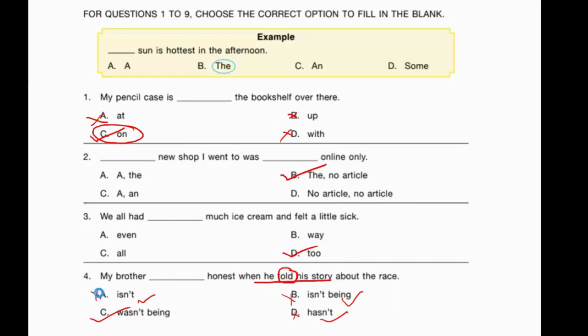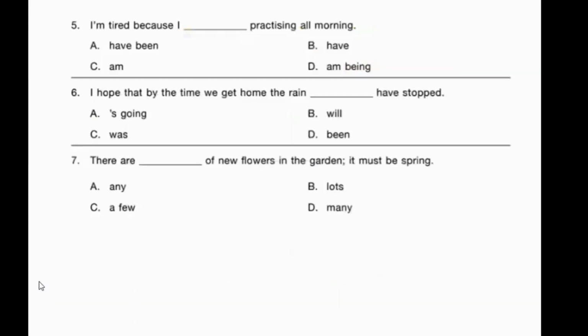Next. I'm tired because I dash practicing all morning. So again, this is something related to tense. Okay. So here it is saying something about present continuous tense. Like I am tired because I dash practicing all morning. So something related to present and something that has been continued since morning. So we have to use have been over here. I am tired because I have been practicing all morning. So first option is our correct answer.